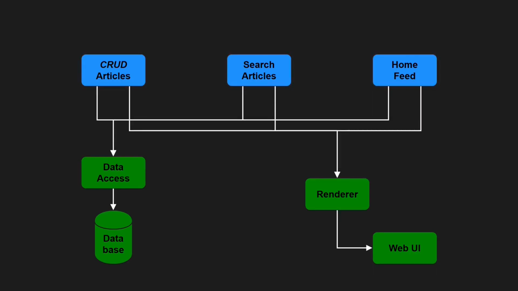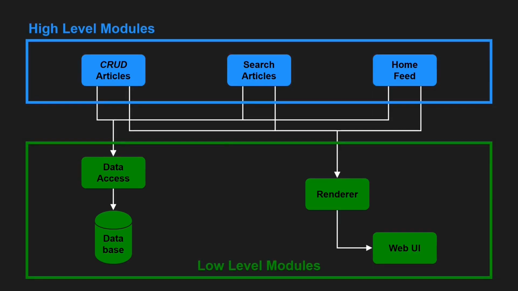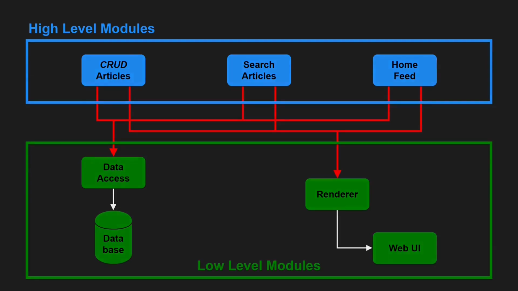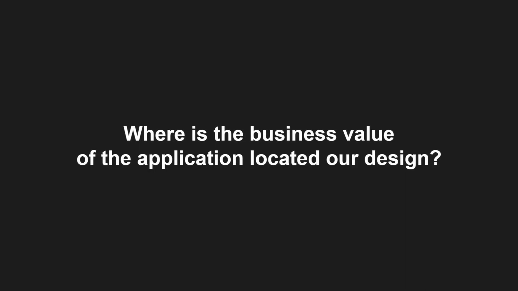That having clarified, if we now compare our naive design with the dependency inversion principle, we have to recognize that our design entirely violates the dependency inversion principle. Our high-level modules do depend on the low-level modules. And our abstractions do depend on the details. But why is this a problem? To answer this question, let's answer this question first. Where is the business value of the application located in our design?